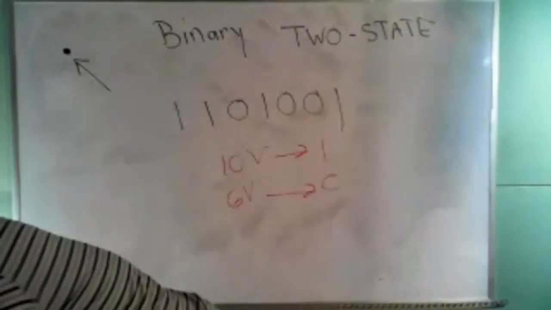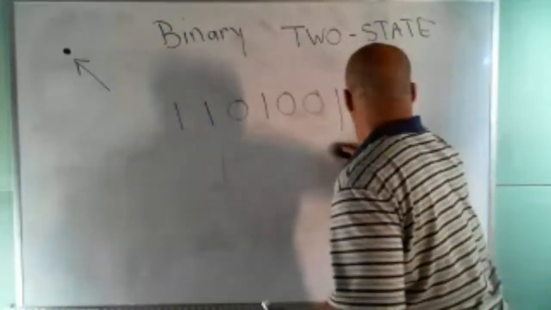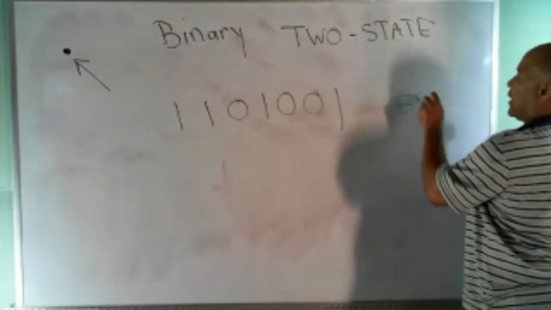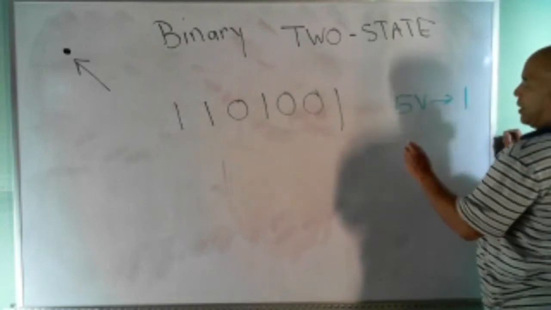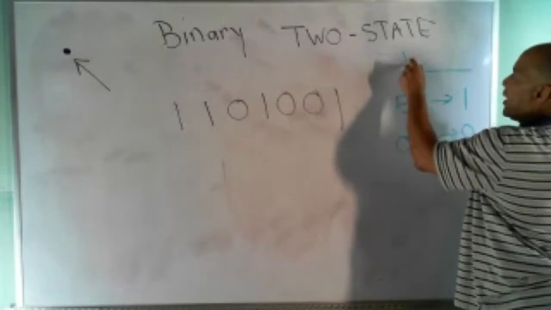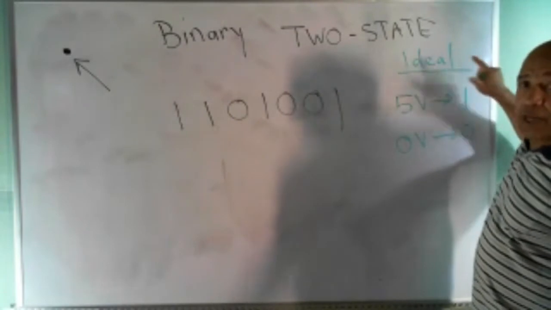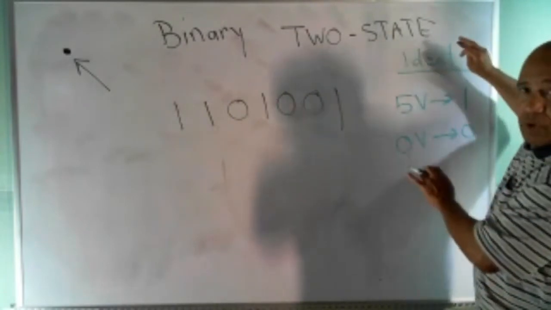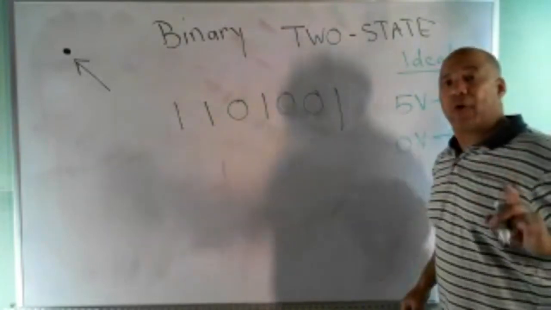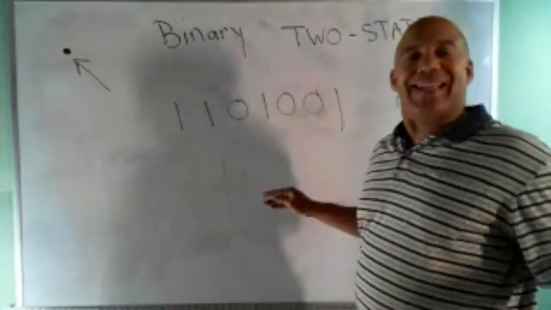Now, in this class, it's customary to use five volts to represent a 1 and 0 volts to represent a 0. Now, these are ideal values, and I won't have time to do it today because I only got a few minutes. There's actually the ideal, which we'll work with in this class, but I want to show you what we actually deal with in reality.